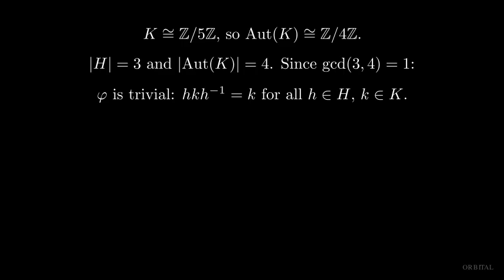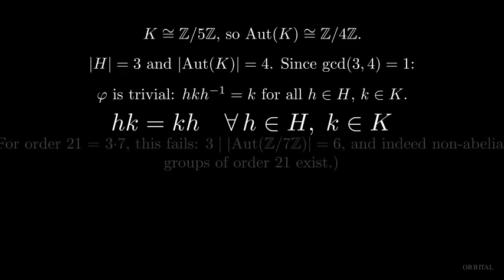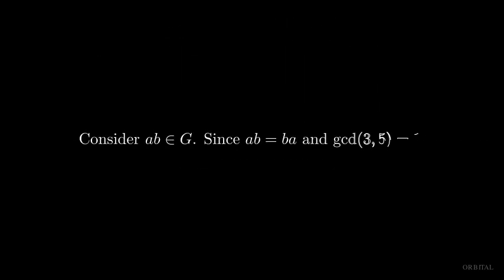Conjugation by any element of H does nothing to K. In other words, HK equals KH. Every element of H commutes with every element of K. Notice this argument depends on 3 not dividing 4. If we tried this with a group of order 21, we'd have the automorphism group of Z mod 7 with order 6, and 3 does divide 6, so the argument breaks. And indeed, non-abelian groups of order 21 exist.